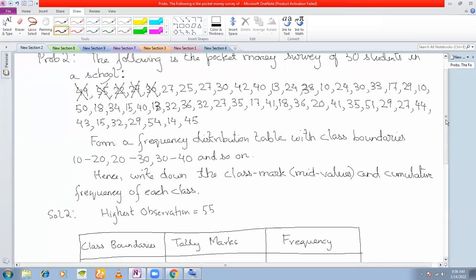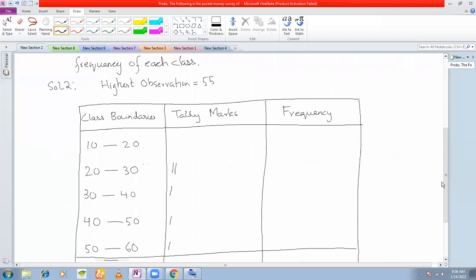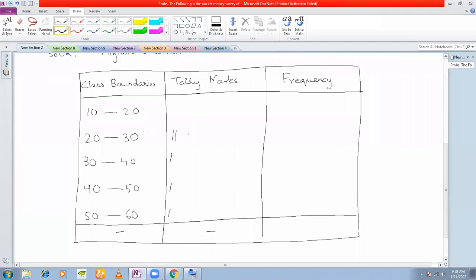Okay. The next observation that you see is 27. So 27 falls here. Okay. Next is 25. 25 again falls here. Next is 27. 27 again falls here. So this is complete, a set of 5 tally marks. Next is 30. 30 will fall here in the second class boundary. Next is 42. 42 will fall here. Next is 40. 40 will fall here again.